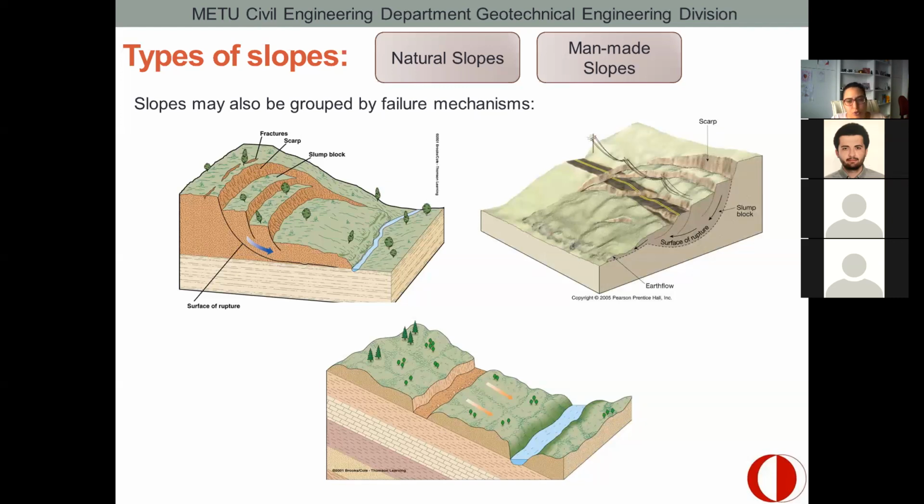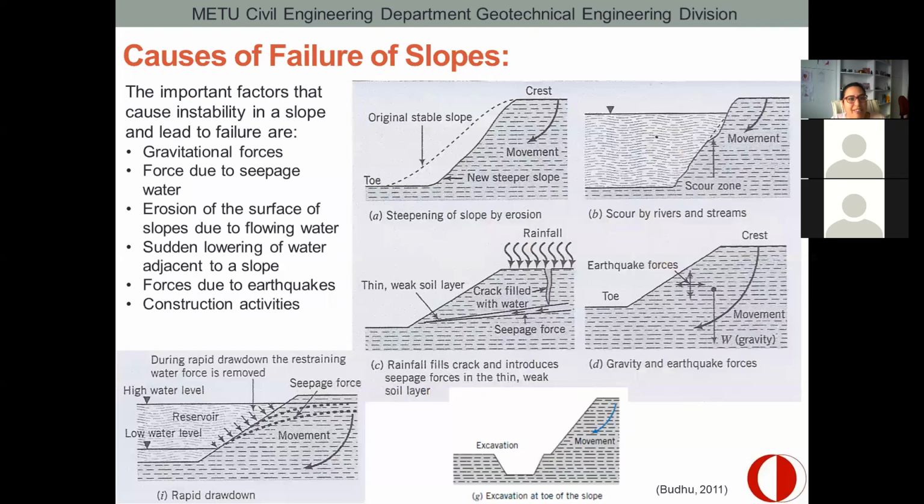Okay, so let me continue. Now that we understand the types of the slopes and the failure surfaces of the slopes, and we group them according to the shape of the failure mechanism, now let's think about the reasons or the causes of slope failures. We can see that there are several important factors that cause an instability of the slope and that leads to failure. And one of the easiest ones to understand is the gravitational forces.